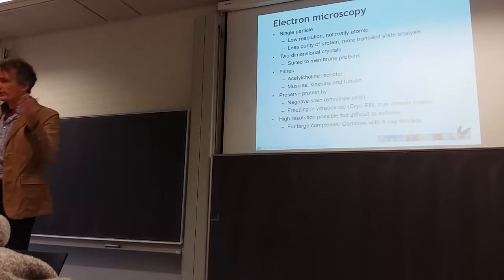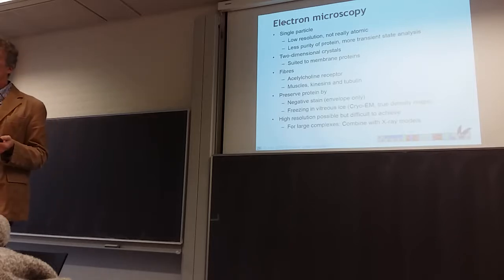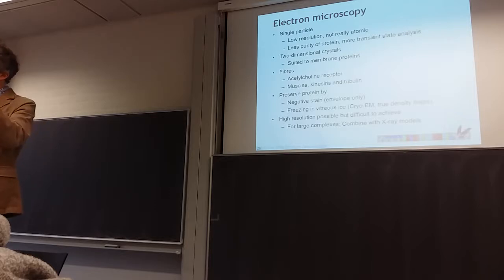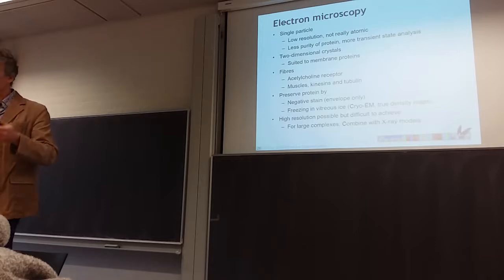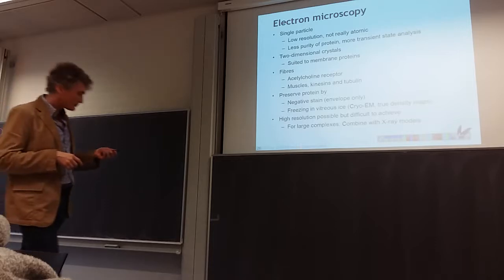But you can just take an image of that, and then what they actually do is a forward and a reverse Fourier transform on that image. And then you get the combined structure of all the protein molecules in that bit of repetitive 2D crystal.